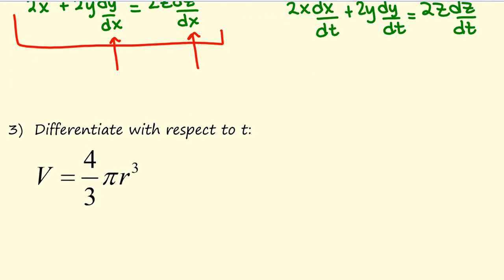Now number 3, that looks like the formula for the volume of a sphere. So let's imagine that you have some sphere and that it is growing or shrinking with respect to time. V is volume, R is radius, and when we differentiate this, we would get an equation that relates the rate of change of the volume to the rate of change of the radius.